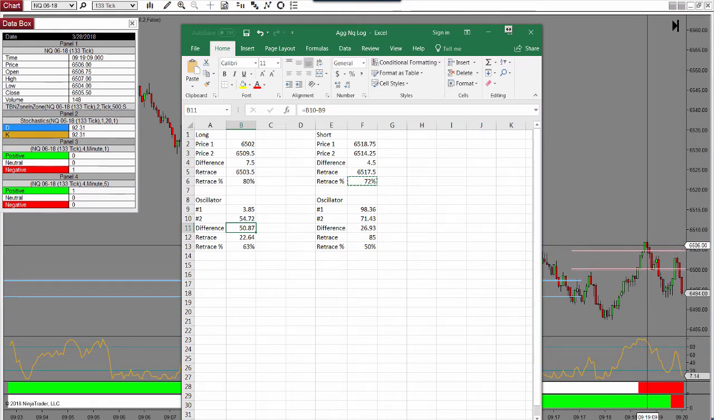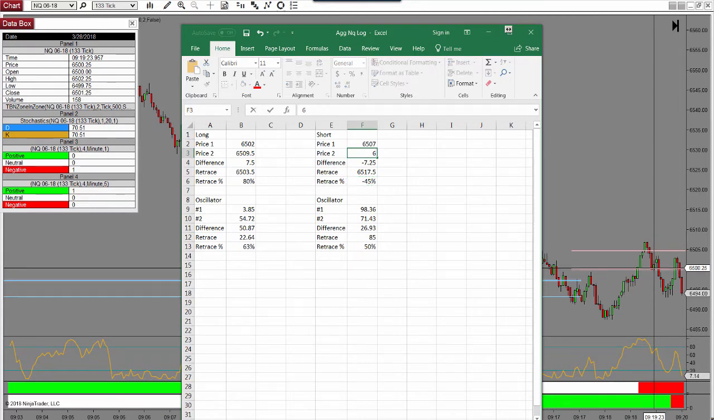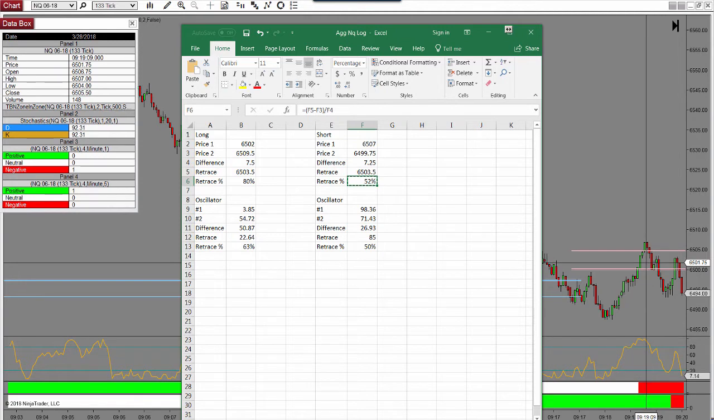Okay, so my high here is 65.07. My low is 64.9975. My retracement 65.0350. 52% retrace. Now let's go measure our stochastic.